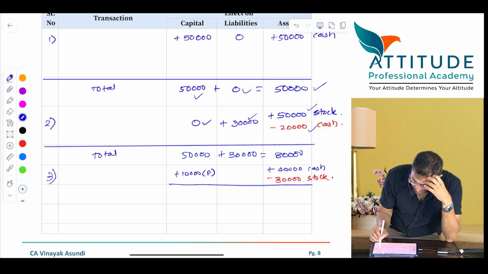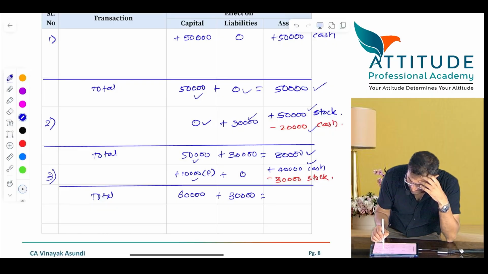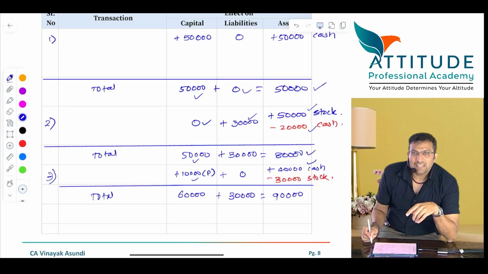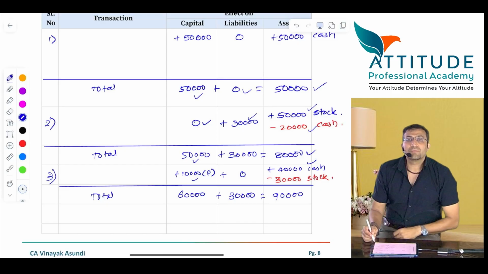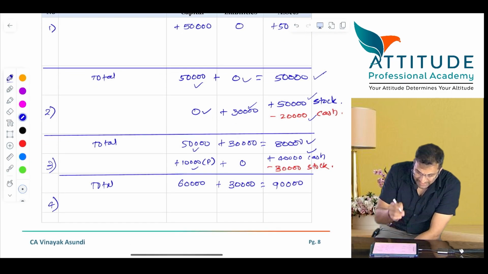Total करो. टोटल क्या आएगा इधर? 50 प्लस 10 विच इज 60,000. बराबर है? ये 0 है. 30 प्लस 0 इज 30,000. शुड बी इक्वल टू 80 प्लस 40 माइनस 30 इज 90,000. समझ में आ रहा है? So on and so forth you have to do. I don't have the space here. Is that clear? Fourth. चलो anyway I'll do it.